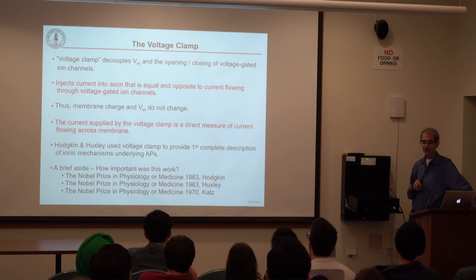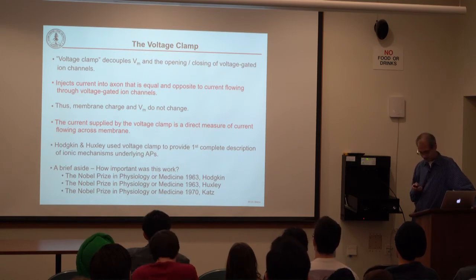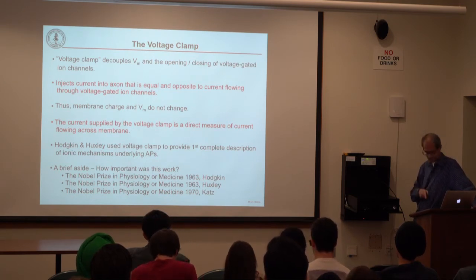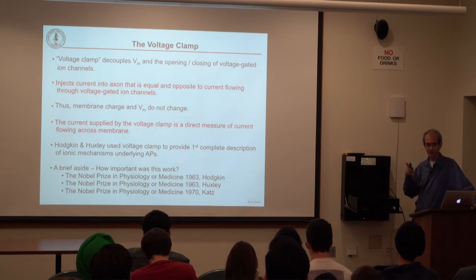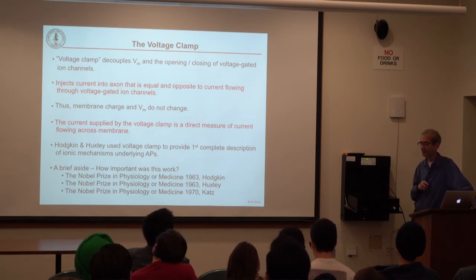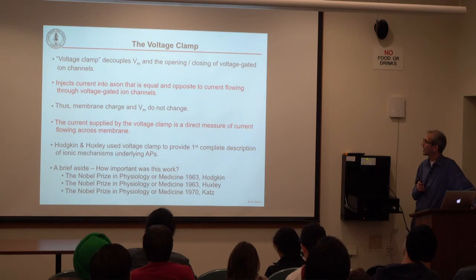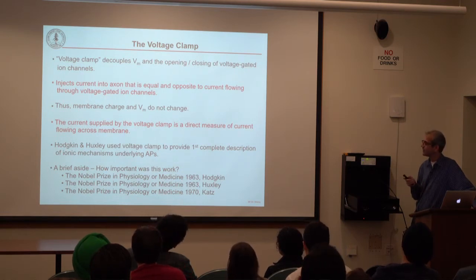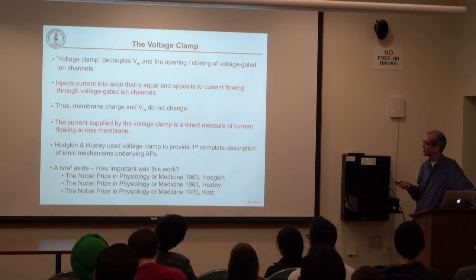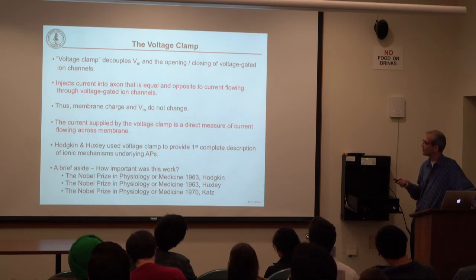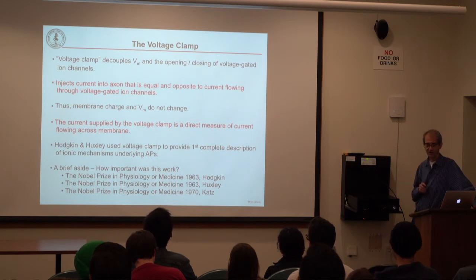So this voltage clamp is the solution. This is the electronic side of the solution. Okay, and the remaining 5 minutes, I think we'll get through a couple slides here, but wherever we're at when time ends, we'll stop. The voltage clamp decouples Vm and the opening and closing of the voltage-gated ion channels. It does so by injecting current into the axon that's equal and opposite to the current flowing through the voltage-gated ion channels.